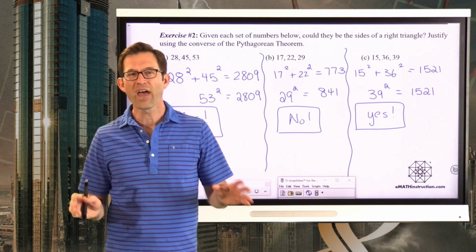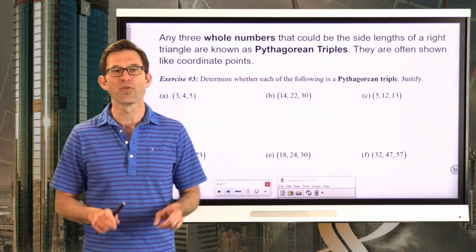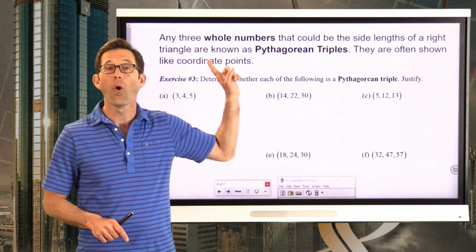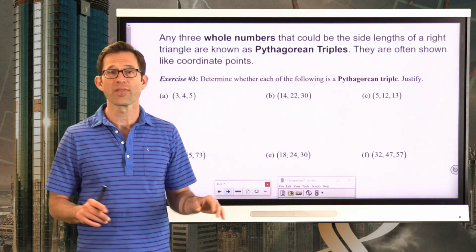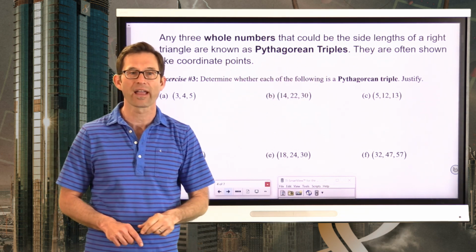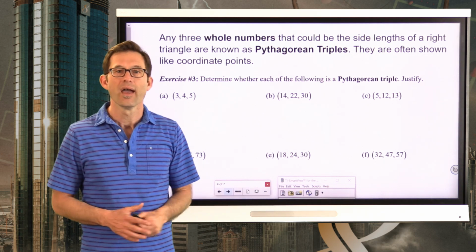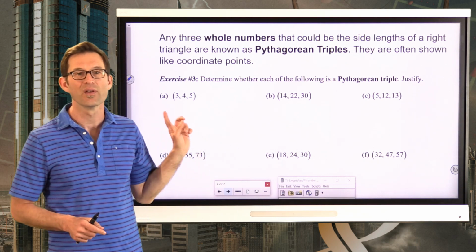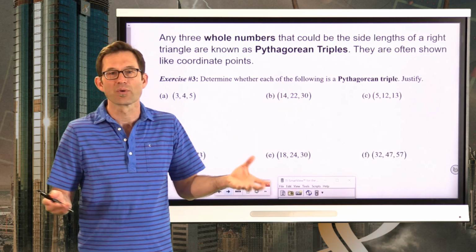Now, again, the Pythagorean theorem is so important in math that we give a special name to three numbers that could be the side lengths of a right triangle. Any three whole numbers, so it can't involve decimals or fractions or anything like that, but any three whole numbers that could be the side lengths of a right triangle are known as Pythagorean triples, because there's got to be three of them, so they're triples. Anyway, they're often shown like coordinate points, except instead of x comma y, it's x comma y comma z or something like that.